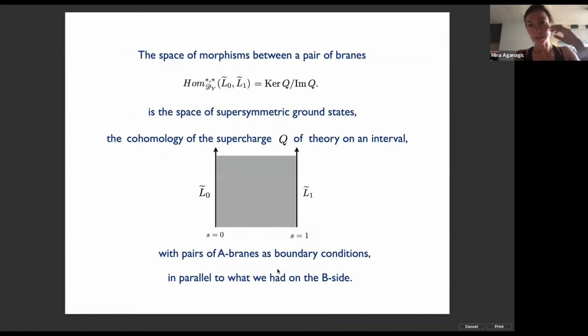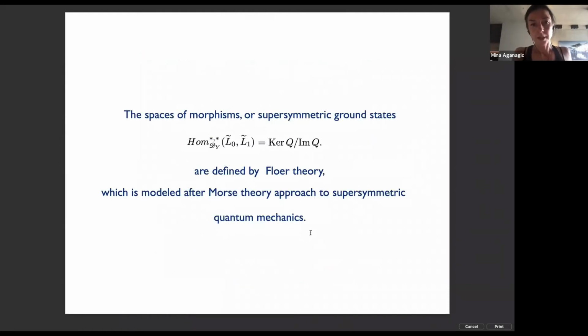The space of morphisms between a pair of branes is simply the space of supersymmetric ground states, or the cohomology of the supercharge Q of the theory on an interval with a pair of A-branes as boundary conditions, in parallel to what we had on the B side. These spaces of morphisms or supersymmetric ground states are defined in this case by Floer theory, which is modeled after Morse theory approach to supersymmetric quantum mechanics.